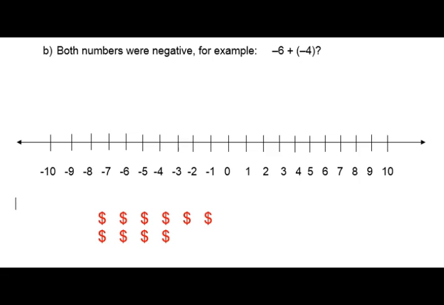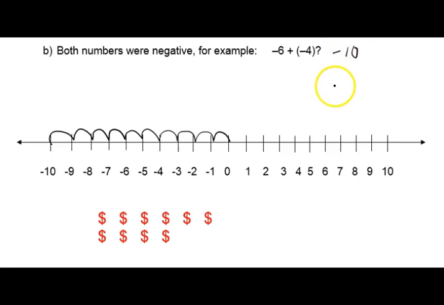Let's try another one. What if both numbers were negative? For example, negative 6 and negative 4. Let's start at 0 on the number line, count down 6, 1, 2, 3, 4, 5, 6, and then we have 4 more negatives, so we're going to count down 4 more, 1, 2, 3, 4. We end up on negative 10.